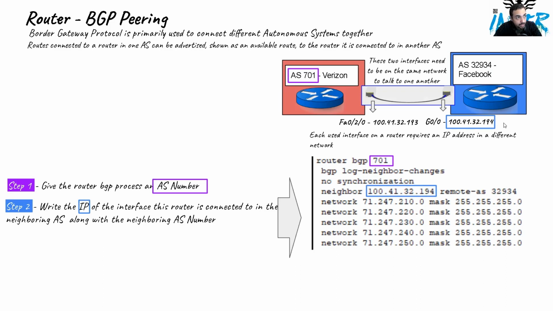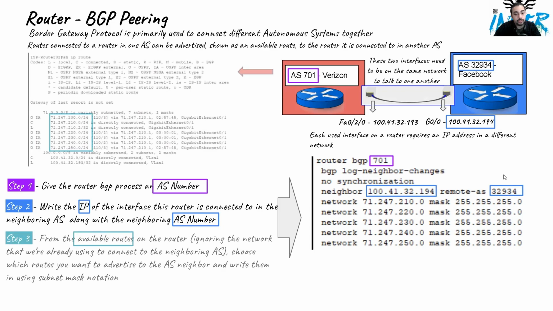There's the interface right here that we are connected to. So this interface belongs to the neighbor, and this is the interface that belongs to the neighbor that our cable is connected to. So that's where you get this. And then you also type in the autonomous system number of the other router, right? Which in this case is 32934.